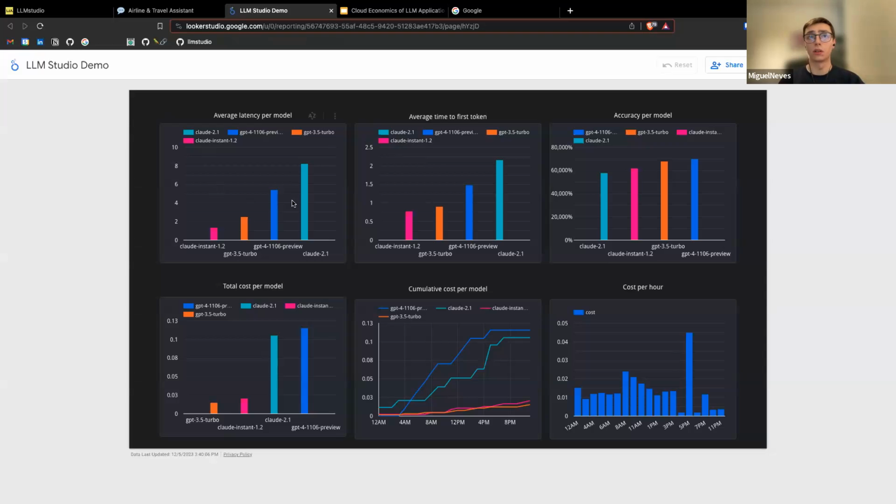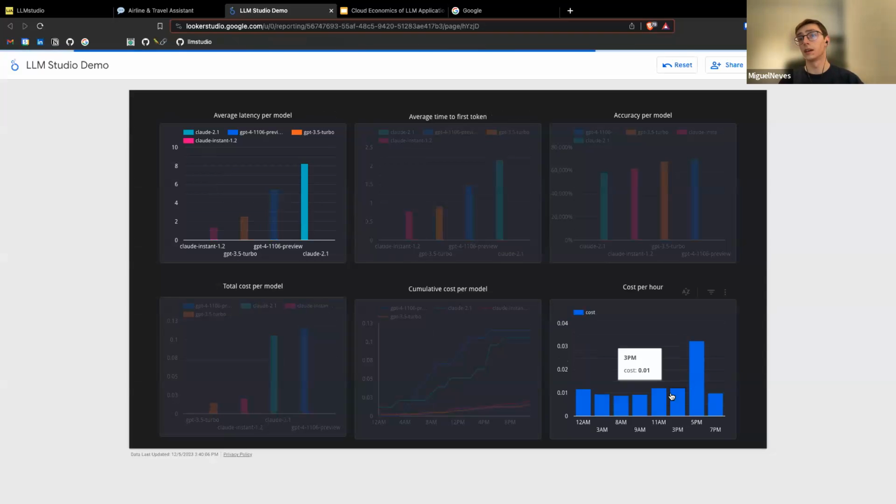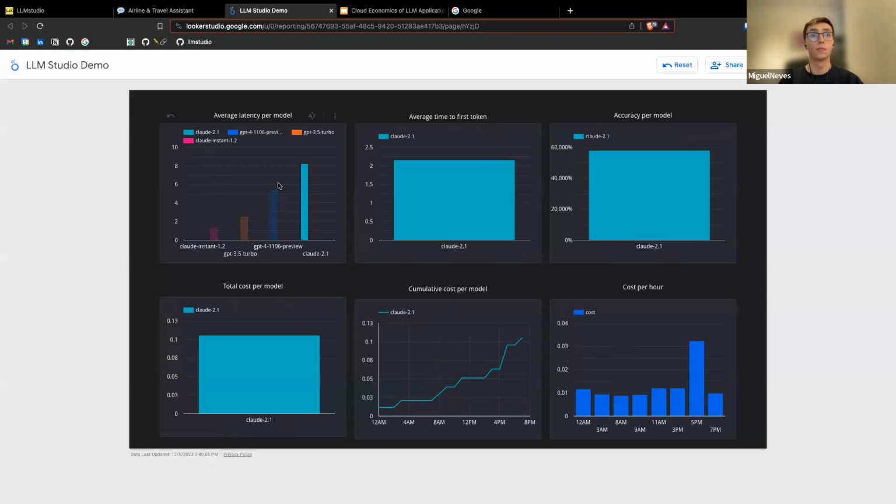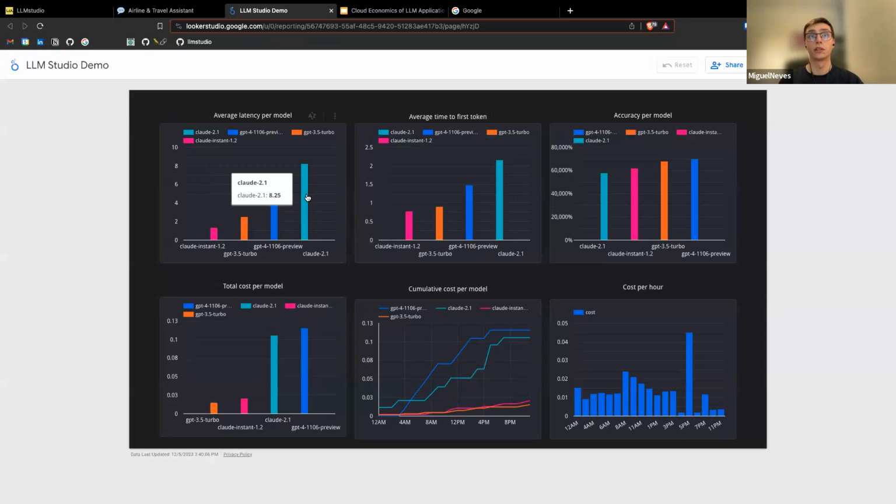We can compare the models. You can see the cost per hour. If you want to select a specific model, you can select it and see its cost. So yeah, I think it's really interesting, and the added value is pretty clear in how it could help you lower your costs.